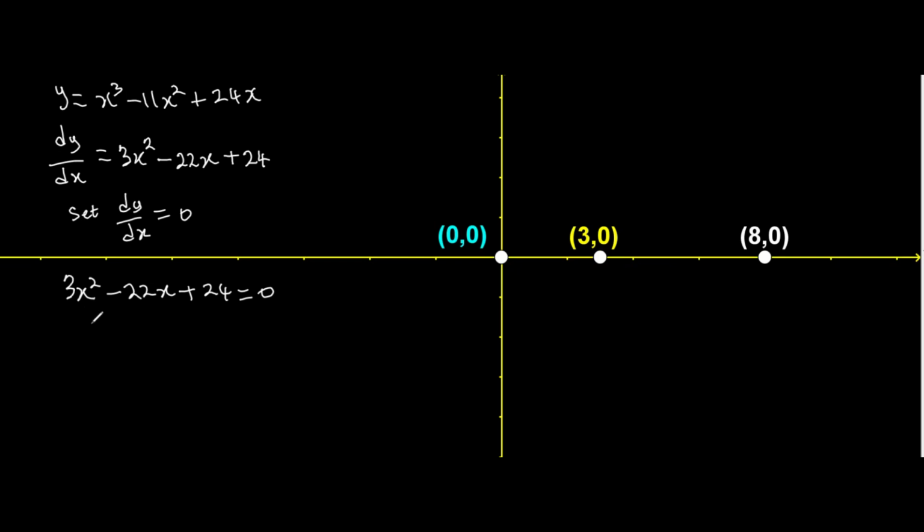So here, if we factorize, if you multiply this 3 here and this 24 here, you get 72. And so if you look for the factors of 72 whose sum will give you minus 22, we are going to use minus 18 and minus 4 to achieve that.